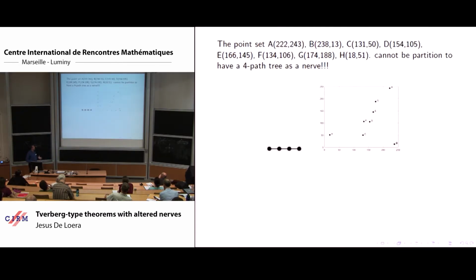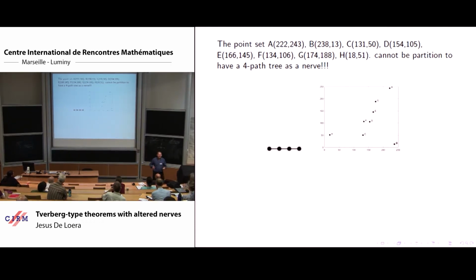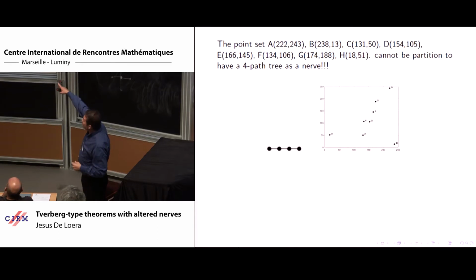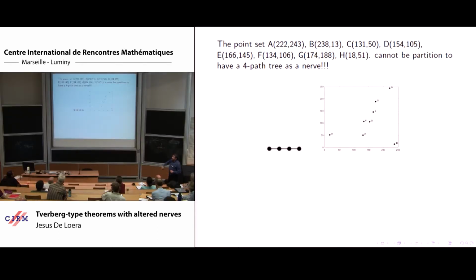But one has to be careful. So this is a particularly interesting example to me. I wanted to share this example with you. Here is a very specific set of points in the plane. I'm giving you explicit coordinates for 8 points in the plane. If I made a picture of these points, they look like this, like you see in the picture. And it's impossible to partition these points in such a way that the nerve, the simplicial complex induced from the partition, is that tree that you see there, the length-four path.